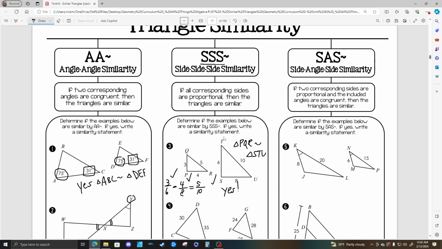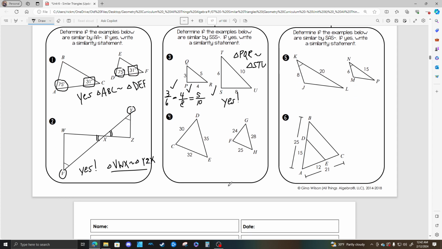All right, excellent. Now let's look at number 4. It's the same exact concept. We have to see if the matching sides are proportional. So we have 30 over 24 has to equal 35 over 28, which has to equal 32 over 25. All right, well, do these match up?